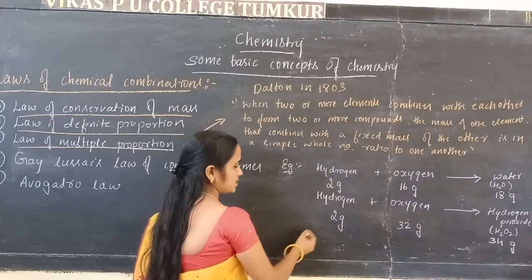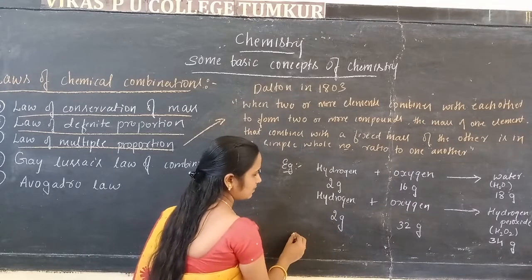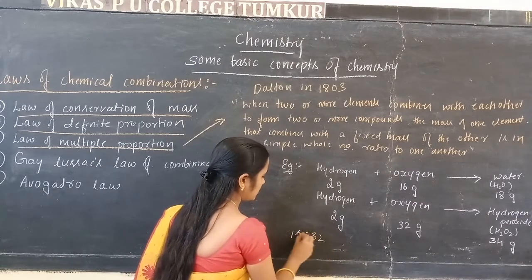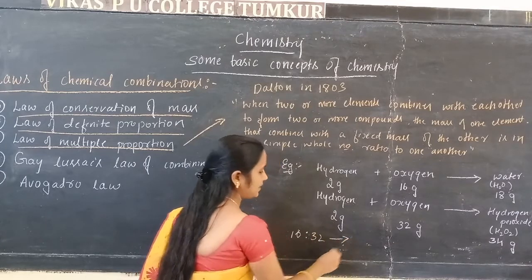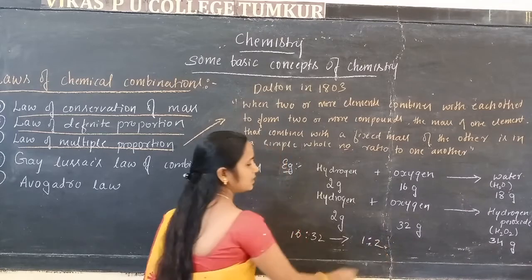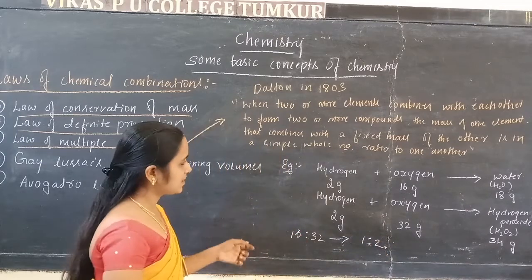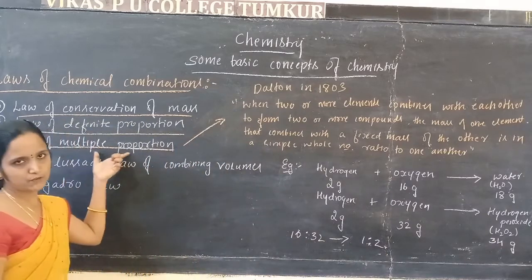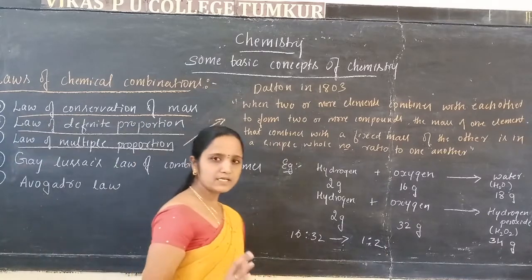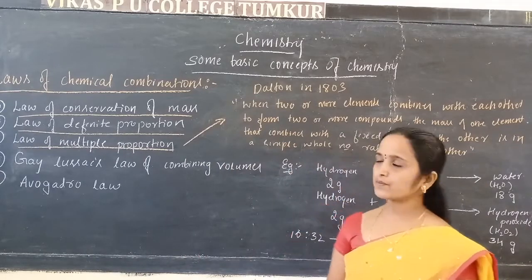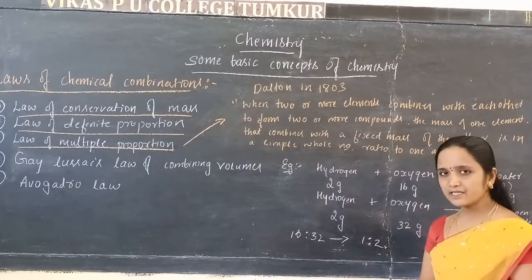Then the mass of oxygen taken is 16:32, which is a simple whole number ratio. We get 1:2. This is the law of multiple proportions. This law was proposed by Dalton in 1803.